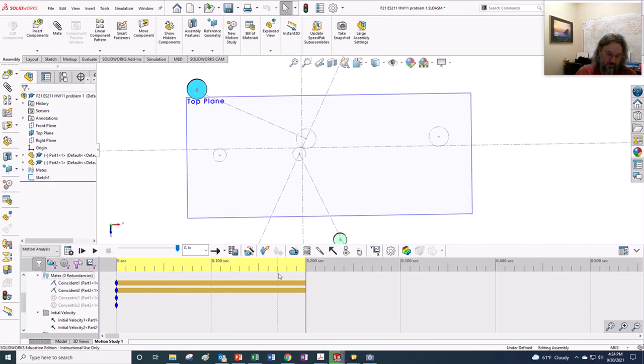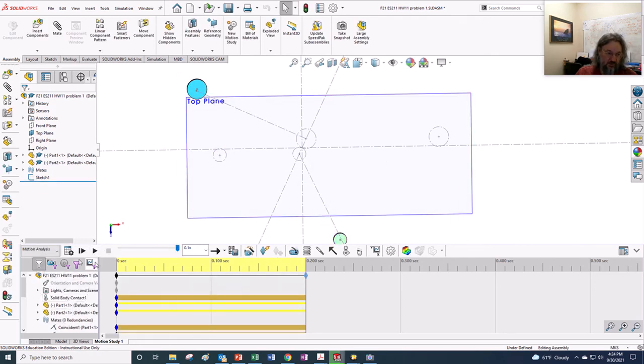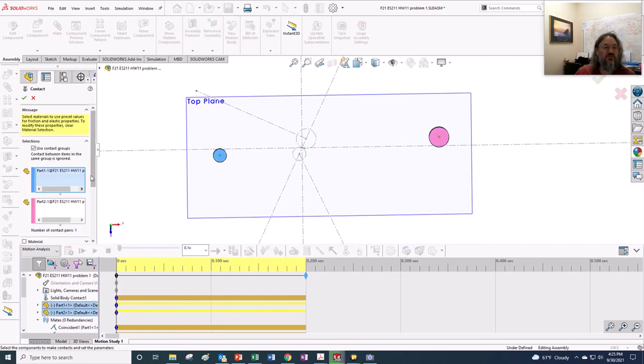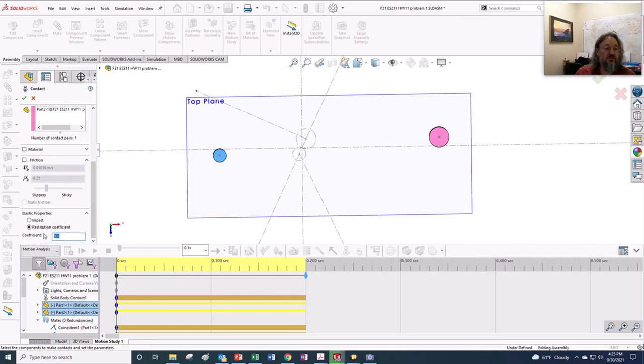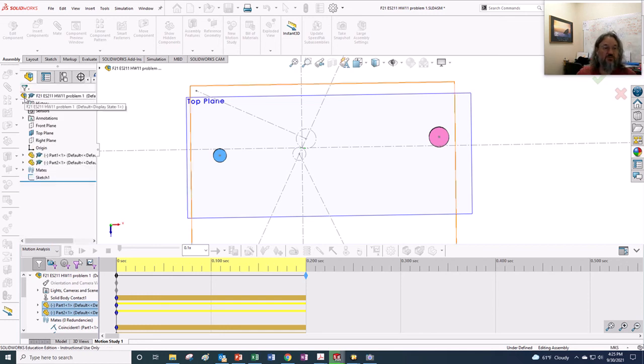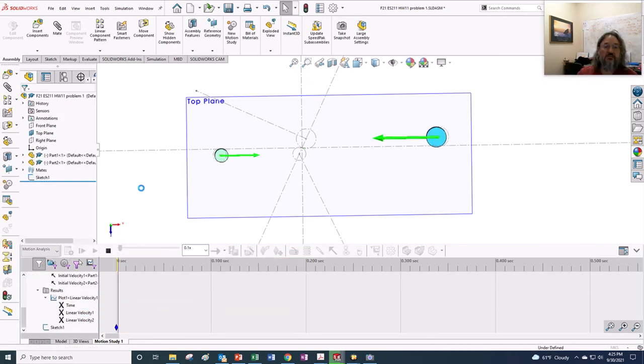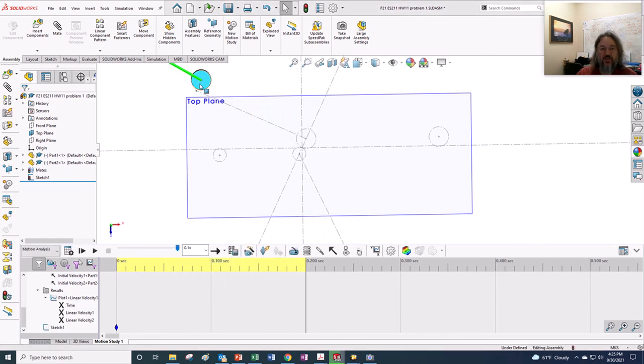Now one thing I can do as part of this is, you gotta be careful that you don't change stuff in the middle. You want to change stuff at the beginning. But let's see what happens if I change the coefficient of restitution to, let's say, 1. Let's see what happens. The coefficient of restitution of 1. Well, I'll solve it. Boom. So, oh, that's interesting. Okay, I also have it made so that you could see the vectors on there.